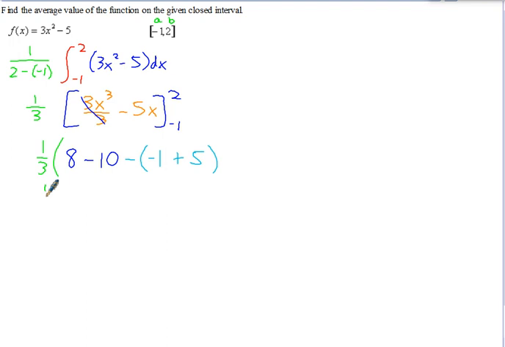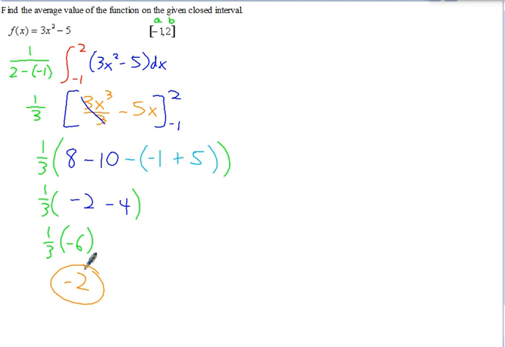We keep simplifying that. We get 1/3. So 1/3 is times this whole thing. 8 minus 10, -2, minus -1 plus 5 is 4, which gives you 1/3 times -6. And that just simplifies to be -2. So that's the average value of this function on the interval from -1 to 2.